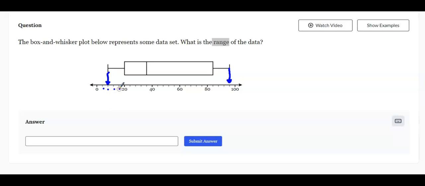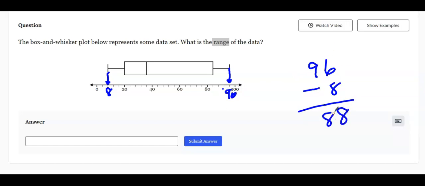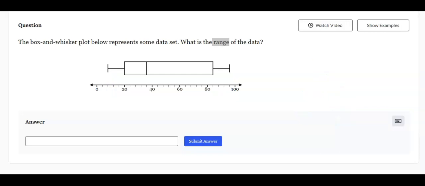So there's 1, 2, 3, 4, 5 sections here from 0 to 20. So 5 sections from 0 to 20 would make them 4 units each. So 4, 8, this would be 84, 88, 92, 96. So 96 and 8, and we subtract that there, and we get a span of 88 units. So the range here would be 88 units.